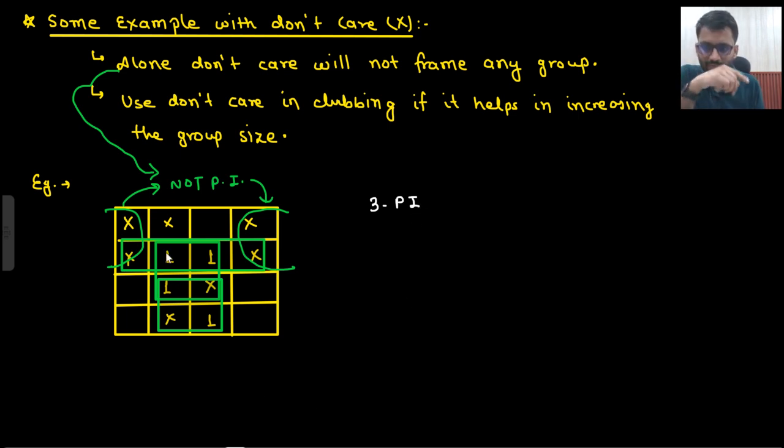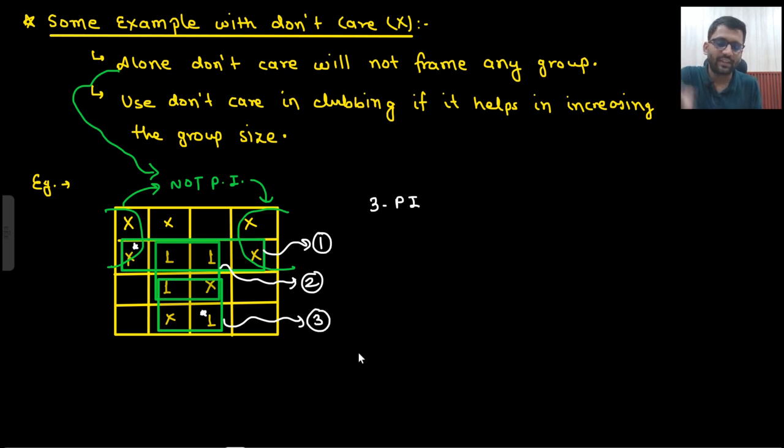Now, how many of them are essential prime implicants? Let's check that. So this don't care is considered as one only. So this one has only one chance, that is this group. So this is an essential prime implicant. If I go to this one, it is having only one chance. If I go to this group I am talking about, this particular group. This is our group 2, this is our group 1, and this is our group 3. So 1 and 3 are essential prime implicants.